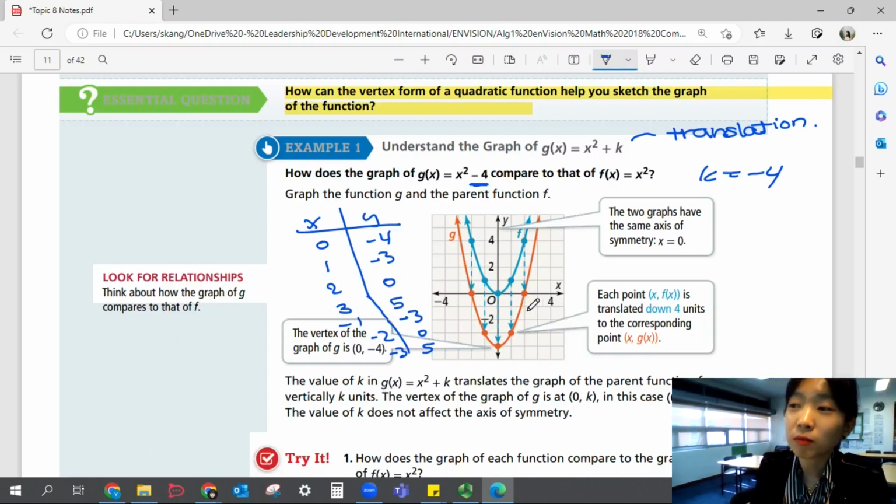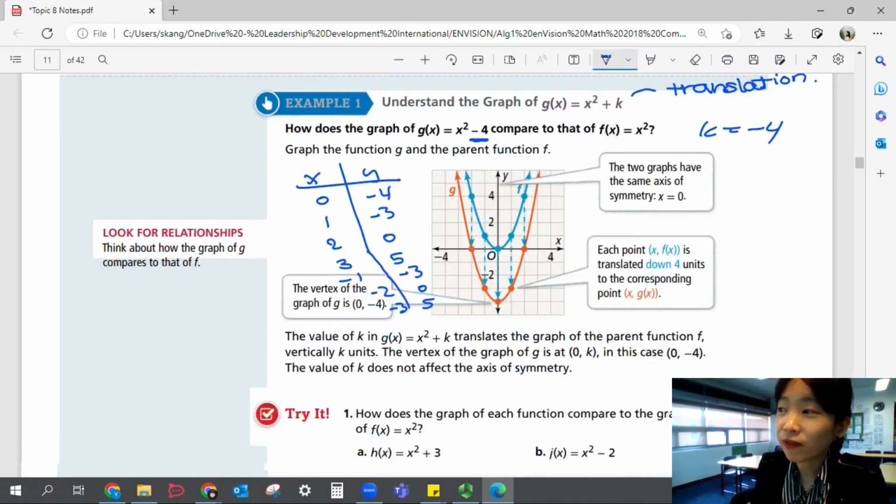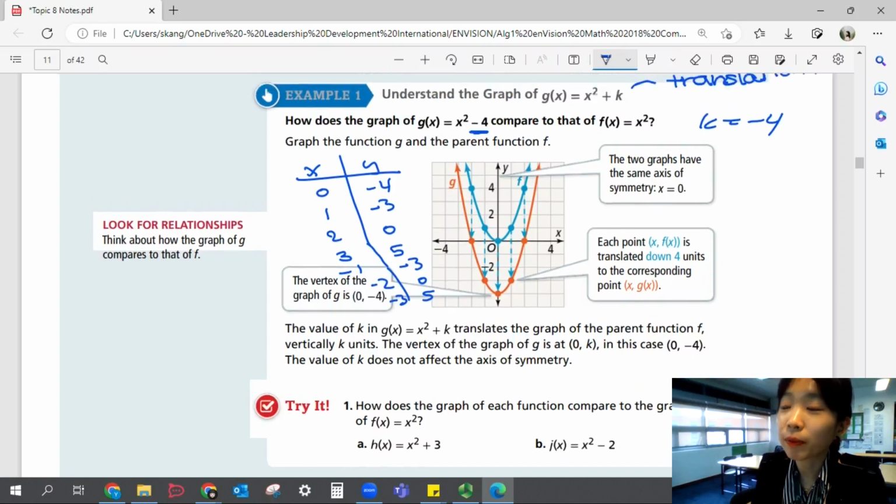Okay, let's look at chart number 1. How does the graph of each function compare to the graph of the parent function x squared? So when you compare them, you have to compare it to the parent function. Compared to the parent function x squared, it translates the graph vertically k units. Those are the vocab, the phrases that you need in order to explain the comparison, the changes. So the vertex of the graph is at 0, k.